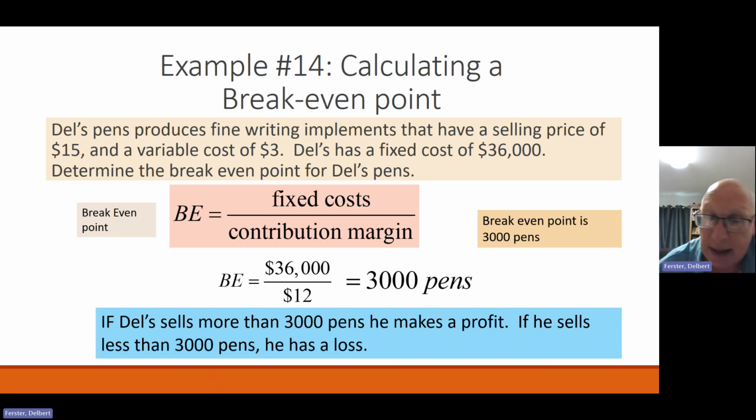If unfortunately he sells less than 3,000 pens, then his cost totals won't be offset. He would work at a net cost or a net loss. Enough of those in a year, enough of those year after year after year, and Dell's fine writing implements probably won't be in business. All right. So we're simply realizing that once you know how much your profit is per item sold, you use that to offset your fixed cost, and it helps you calculate your break-even spot.